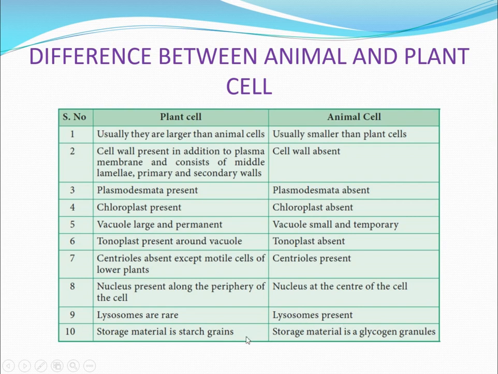Lysosomes are rare in plant cells, present in animal cells. Storage material in starch grains, storage material in glycogen granules. So this is the overall difference, and all the exceptional parts present in the structure of the plant cell which are not present in animal cells. This is the basic comparison between the plant cell and animal cell. I hope you are able to understand these differences. Let's move to the next slide.